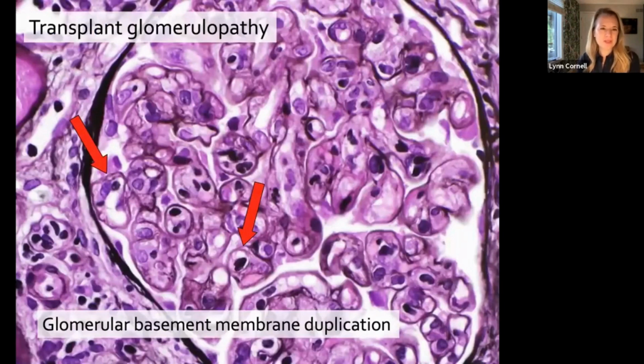I'll show you some pictures of transplant glomerulopathy here. This is in a silver stained section. We can see glomerular basement membrane duplication. Remember, the basement membrane stains are the best to appreciate this, so that would be, on routine cases, the silver stain or the PAS stain section. So you can see here glomerular basement membrane duplication. You can also see some marginated inflammatory cells here, which are mononuclear cells, and some enlarged endothelial cells.